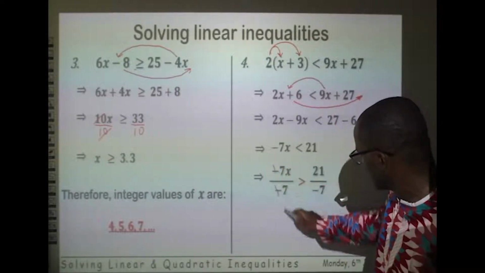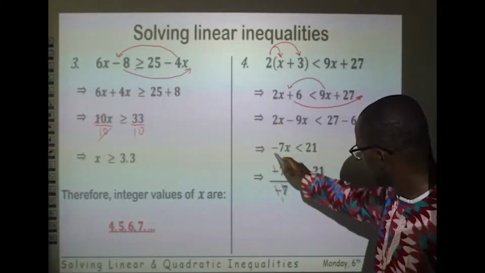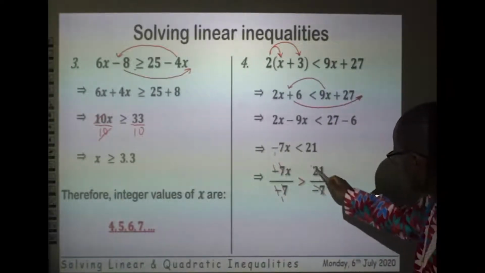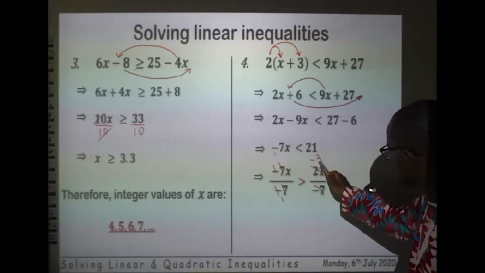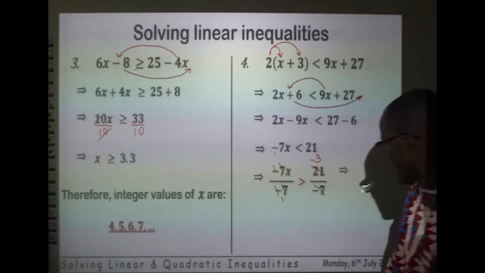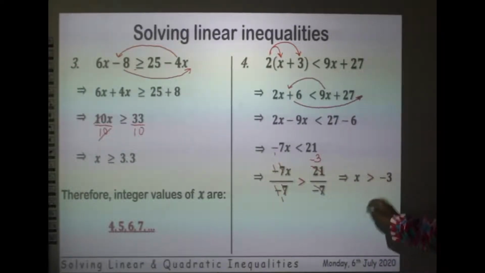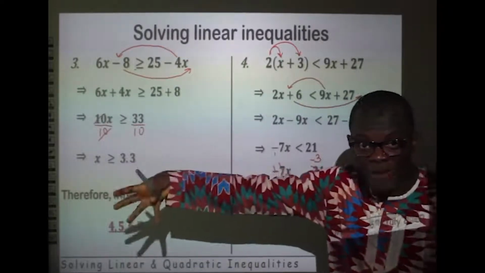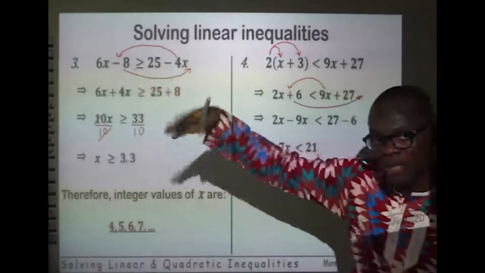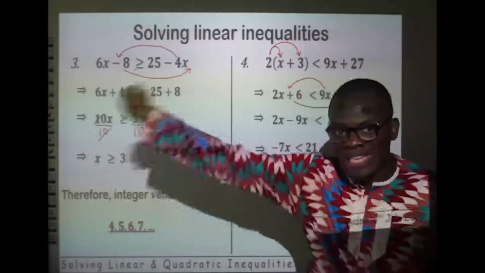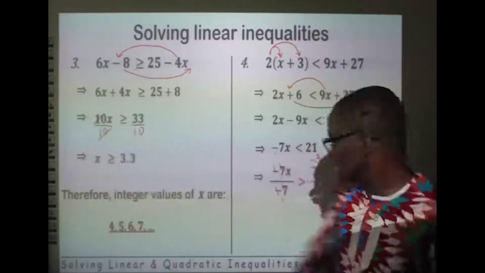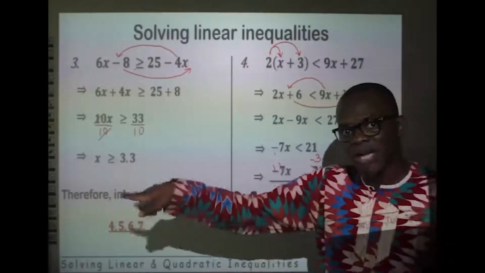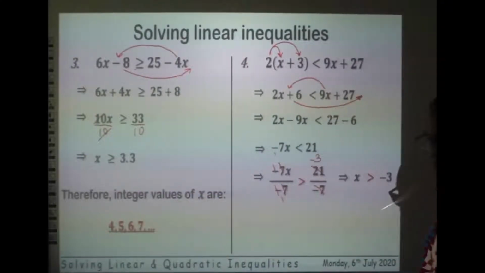So that cancels. The 7 goes and then you leave the x on the left hand side, and then minus 7 goes in 21, you have minus 3. Alright, so you have x is greater than minus 3. And when x is greater than minus 3, what are the possible integer values? You're going to start with the next number greater than minus 3. After minus 3, what's the next bigger number? Can you guess?